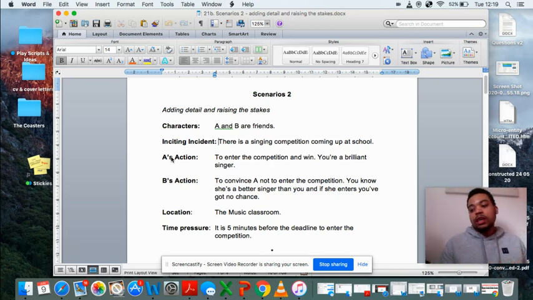This is similar to if I was going to go into a singing competition and my best friend was Leona Lewis. I know I've got no chance, but if I really want this, I've got to find a way of getting Leona out of the picture. So that's kind of where Sarah's coming from here. The location is a music classroom, so it's a closed space. We know exactly where it's happening. And then there's a time pressure also. There's 5 minutes. So we know that this is really intense, and this issue has to be resolved within this 5-minute time frame.